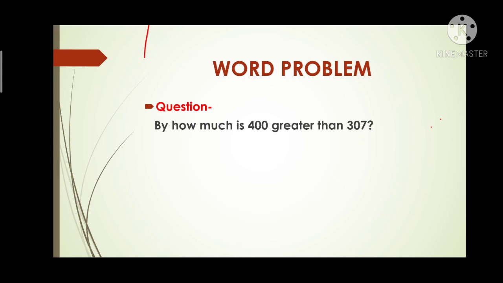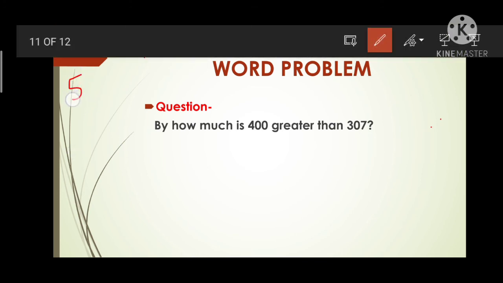Okay. So the question is, by how much is 400 greater than 307? I will explain it with the help of an example. Suppose 5 and 3 are given and I ask you, 5 is greater than 3 by how much? You will say 2. And if I change the question a little bit and ask that 3 is smaller than 5 by how much, still the answer will remain the same, that is 2. So whether the question is asked about how great the number is or how small the number is, we will always subtract.